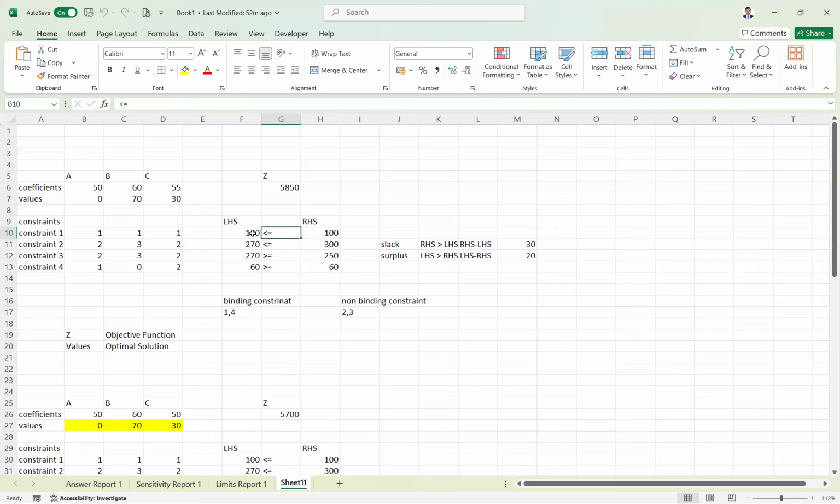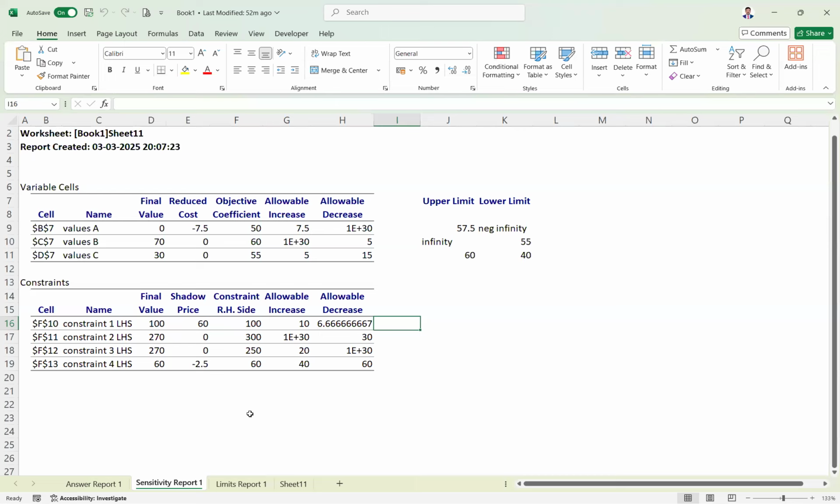When the left hand side and right hand side are the same, which means there is no slack and no surplus, that means they are binding constraints. When there is a slack or surplus, then they are non-binding constraints. One more idea to identify the binding constraints is that binding constraints have a non-zero shadow price. Non-binding constraints have zero as a shadow price.